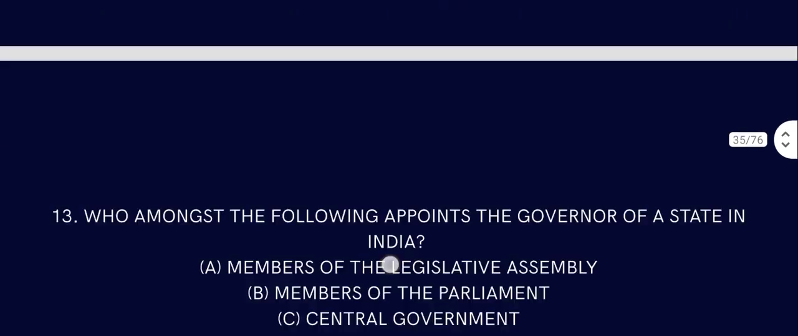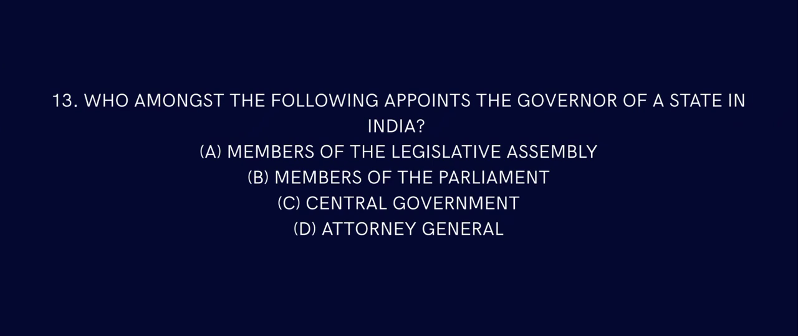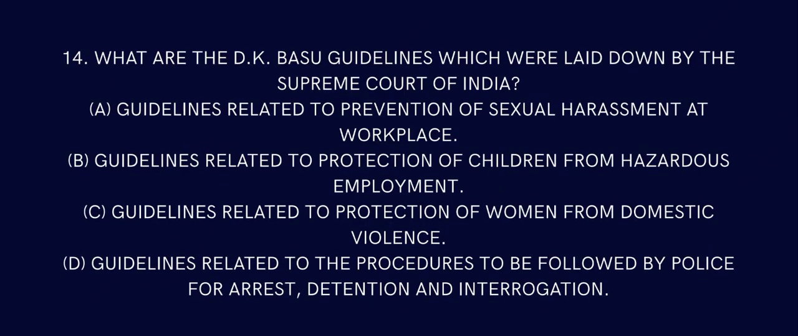Question number 13. Who among the following appoints the governor of a state in India? Member of Legislative Assembly, or members of the Parliament, or central government, or Attorney General? Your answer is what? Central government appoints that. Question number 14. What are the D.K.